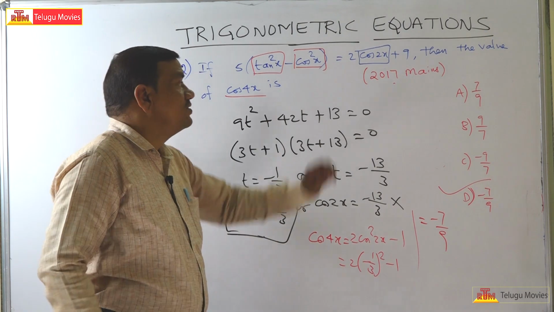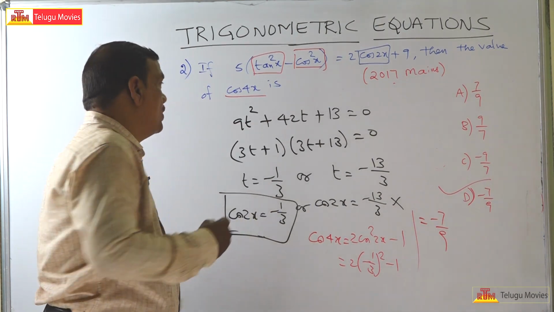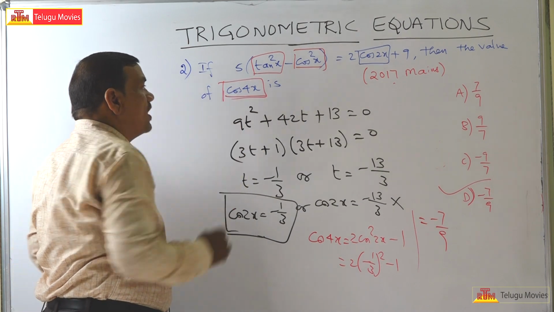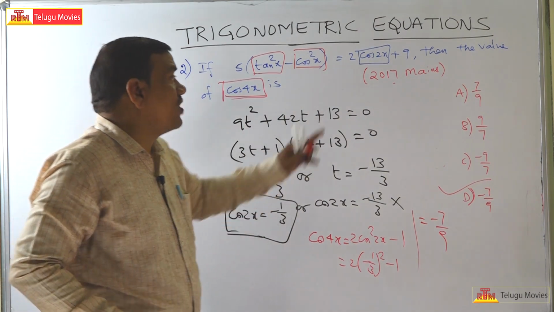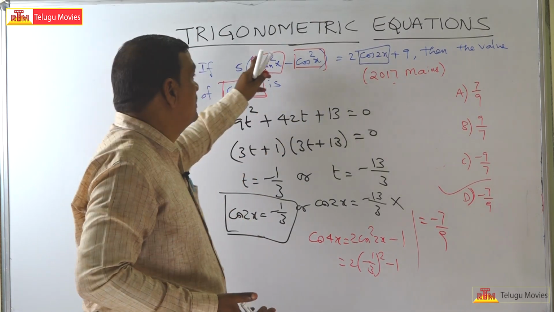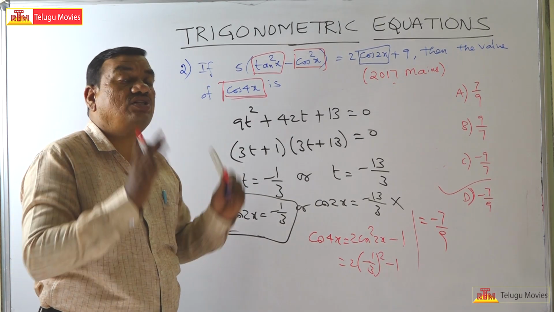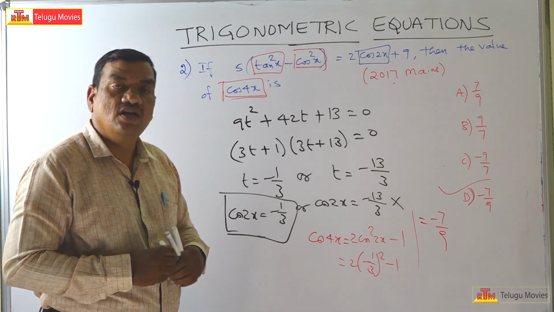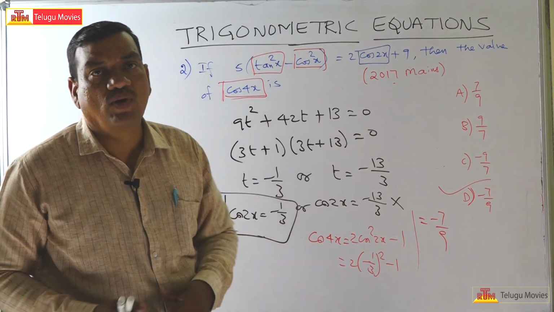Understand, dear students? The only thing is, first we have to find the cos 4x value, then express cos 4x in terms of cos 2x. If you get that idea, the solution is very, very easy. I hope that you understand this solution. Let us go for the next problem.